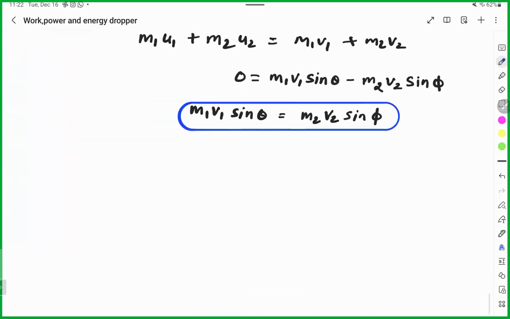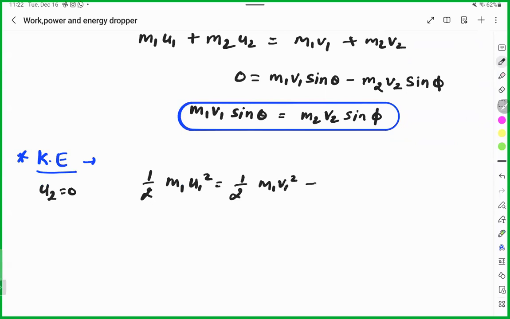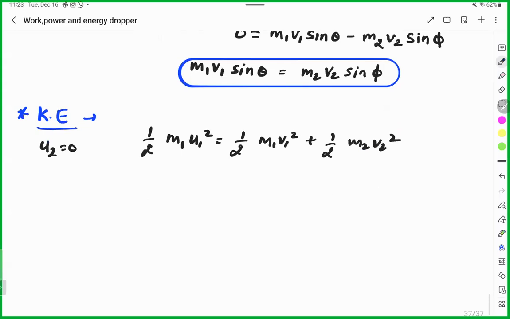Okay. And last is kinetic energy. How to calculate kinetic energy in this situation? Same thing. First, u2 is 0, so that kinetic energy will be 0. So it will be half m1u1 squared is equal to half m1v1 squared plus half m2v2 squared. Done. Depending upon what is asked, you can calculate.